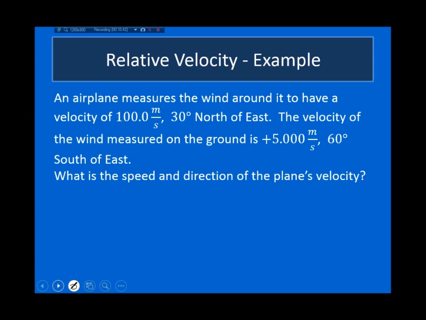Okay, so the airplane, it's measuring this wind around it, but it's this artificial wind because the plane is moving very, very quickly through the air. Okay, and that's this 100 meters per second, 30 degrees north of east. And if the air were perfectly still, this would tell the plane how fast it's moving and in what direction, but the air is moving with respect to the ground, and so now we have to do a calculation to find how fast this plane is moving with respect to the ground, and in what direction it's moving with respect to the ground.